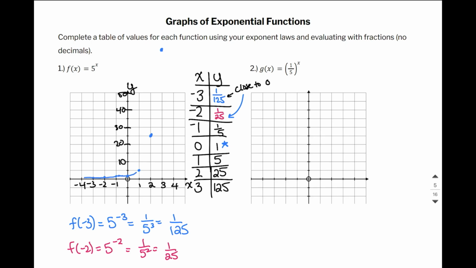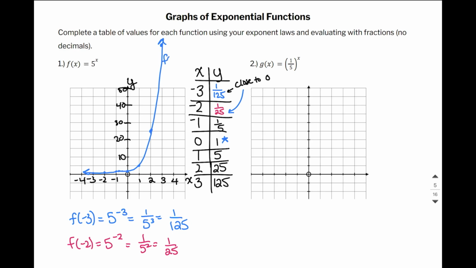Notice how my number will never go below 0, because no matter how large my exponent, no matter how negative my exponent is, or no matter how far to the left I go, it's just going to be a number that gets closer and closer to 0. So this here is f of x equals 5 to the power of x.